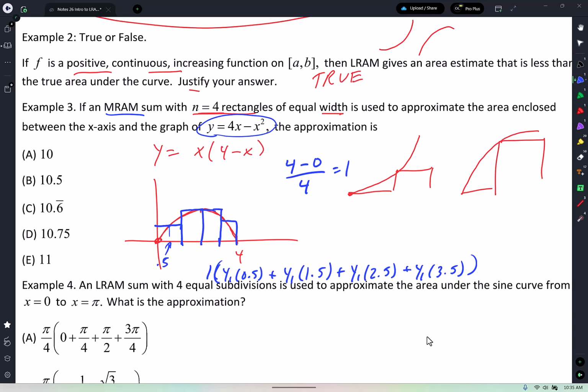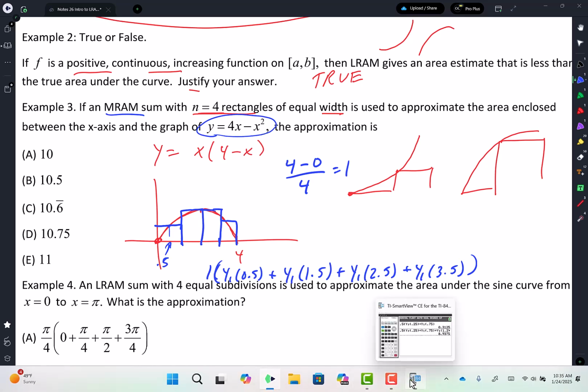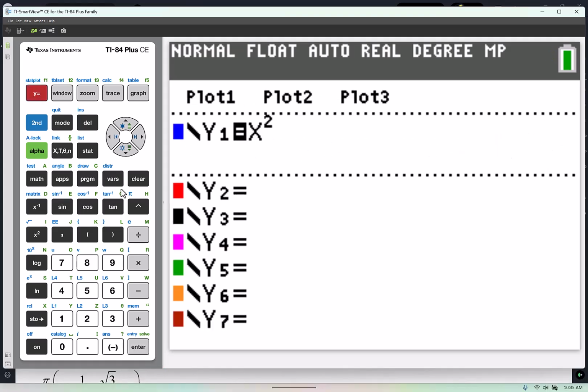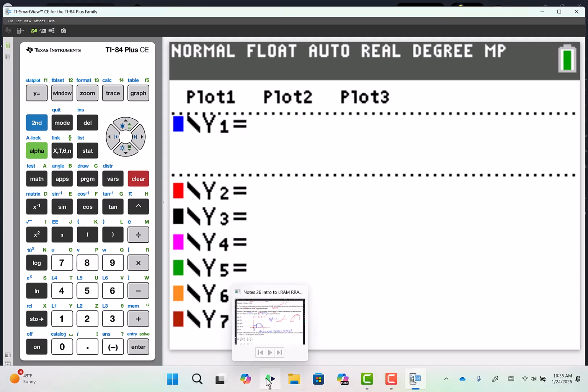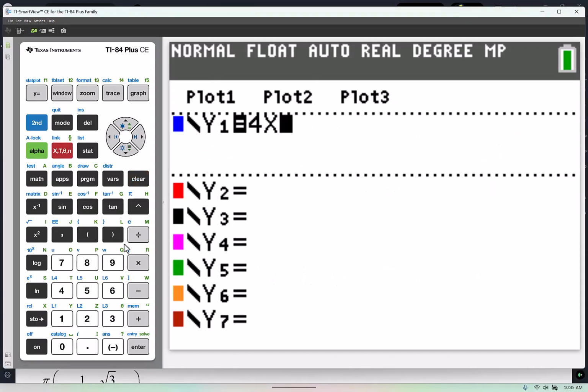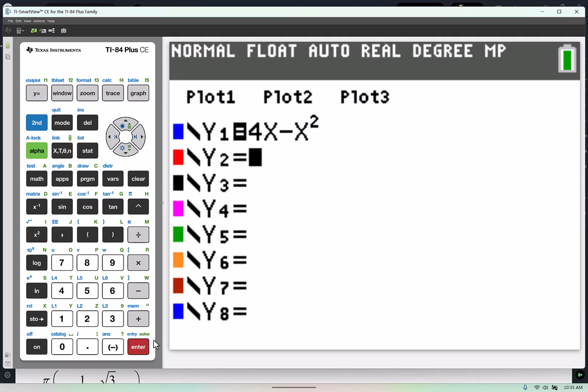I decided to use technology because with 4x, I didn't want to multiply by a decimal and then square a decimal. So look, all I'm doing is typing into here: 4x minus x squared. So practice, guys, because you're going to have an exam. Type that into y1.